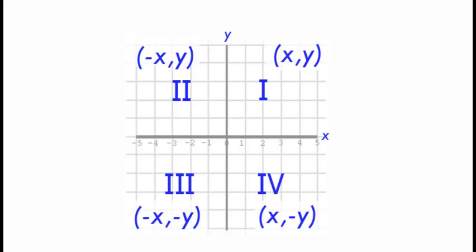There are 4 quadrants in a coordinate graph. In the first quadrant, x and y will always be positive numbers. In the second quadrant, the x will always be negative and the y will always be positive. In the third quadrant, both the x and the y will be negative numbers, and in the fourth, the x will always be positive and the y will always be negative.